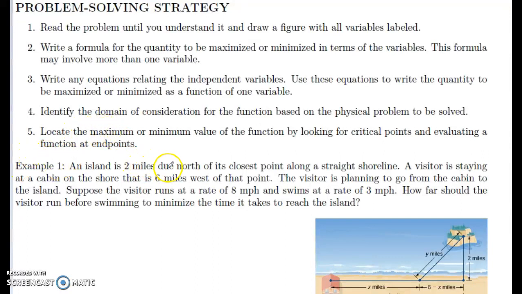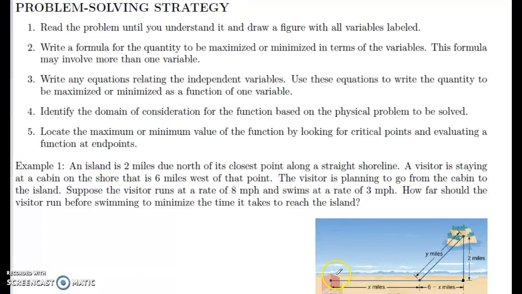An island is 2 miles due north of its closest point along a straight shore line. So this is the point that the question is referring to. 2 miles due north, there's an island. A visitor is staying at a cabin on the shore that is 6 miles west of that point. So from this point 6 miles west to the left, there's a cabin. The visitor is planning to go from the cabin to the island.